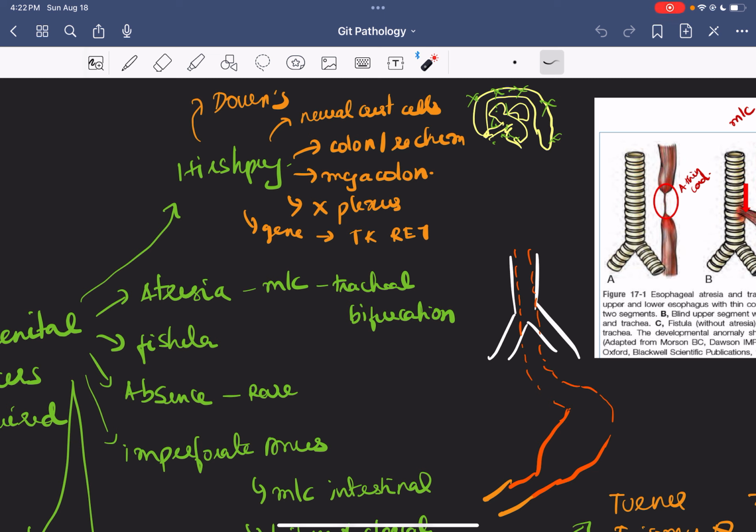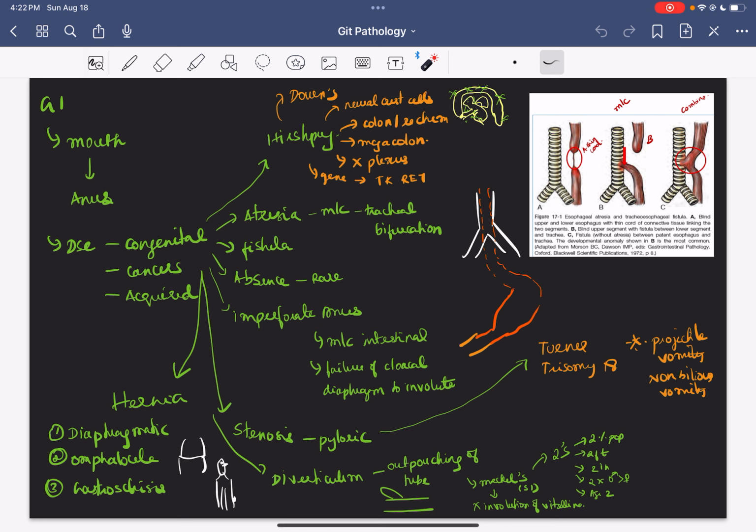Usually the tyrosine kinase RET gene is related to Hirschsprung disease, and it's most commonly seen in Down's patients. Okay, now I said this topic will be mostly about the esophagus, but I'll just be covering the congenital and acquired diseases of the GI tract in common before we jump into the esophagus.